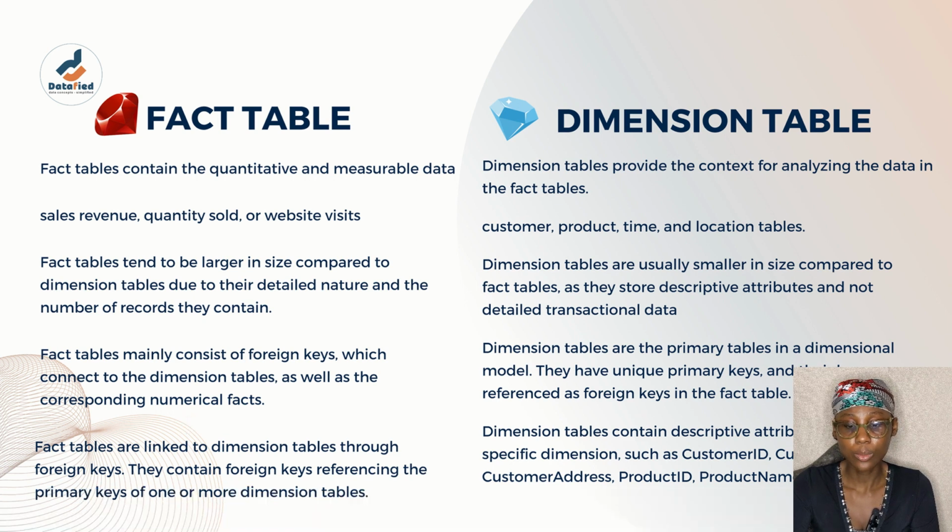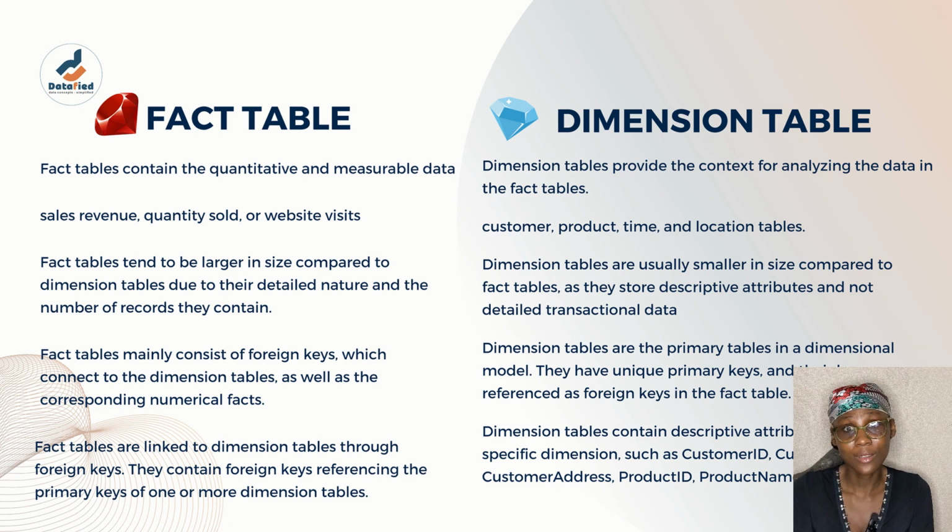Dimension tables are more like those tables that provide context for analyzing the data in the fact table. So it could be customer, it could be products, it could be time, or even location. Say, for example, our fact table is sales. So we want to see sales by customer, that's the dimension, or sales by product, or sales by geographical location. So that is the concept.